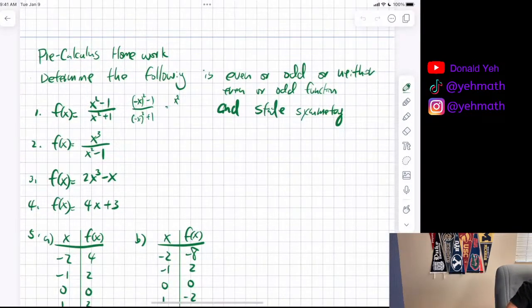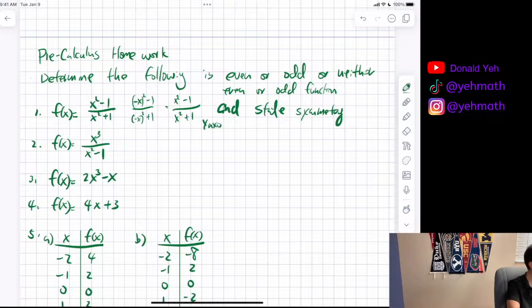So you plug in here, and you get back to the original equation. And if it's the original equation, what's the symmetry? Because I will ask you what the symmetry is: symmetry to the origin, or symmetry to the x-axis or y-axis. So that's going to be symmetry to the y-axis.